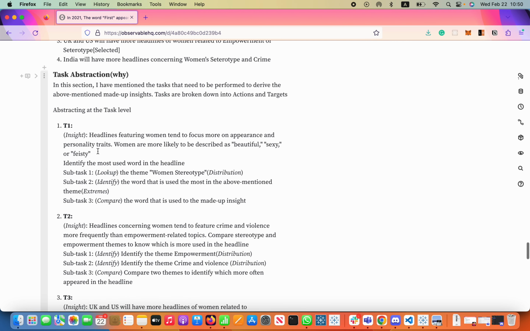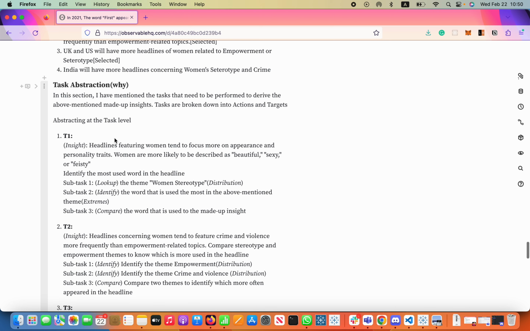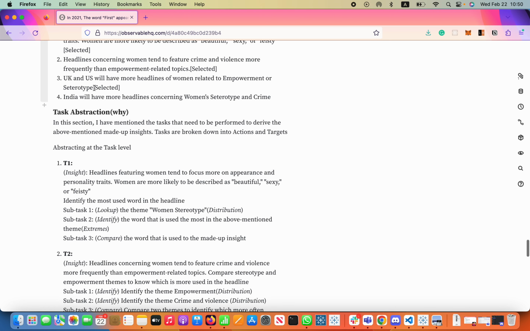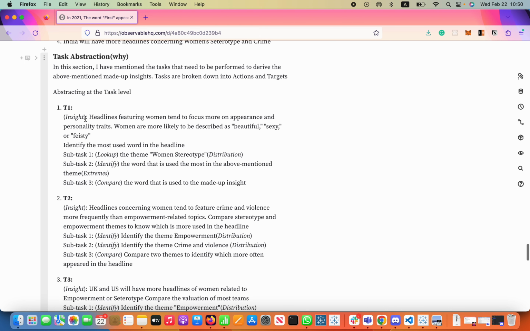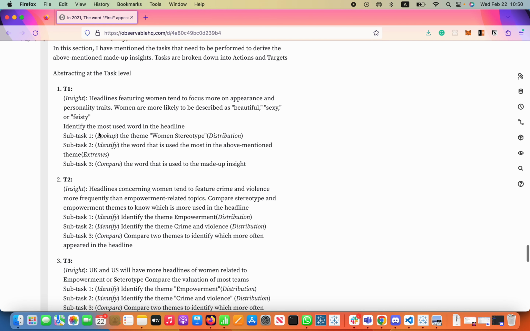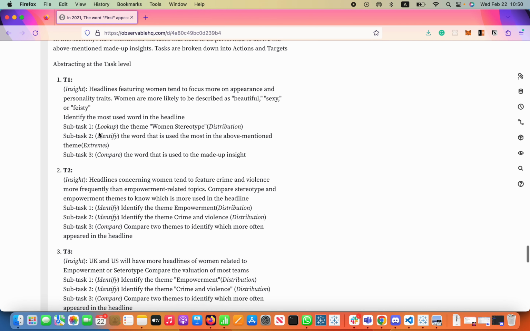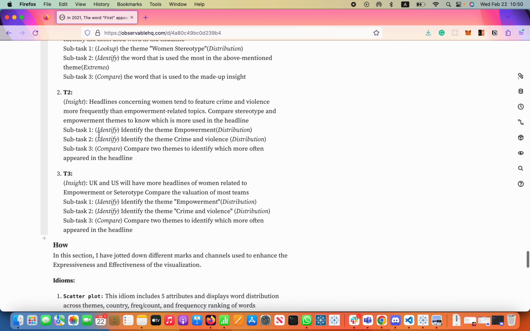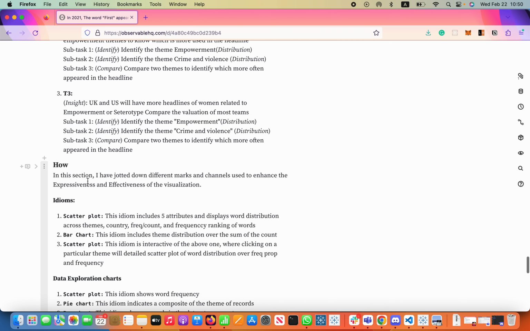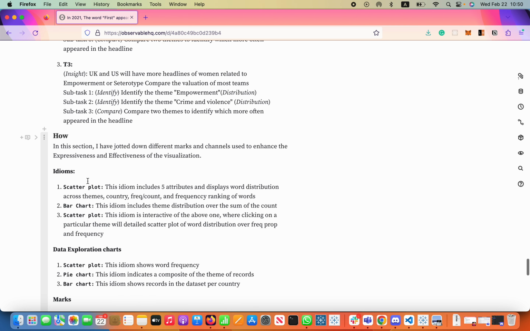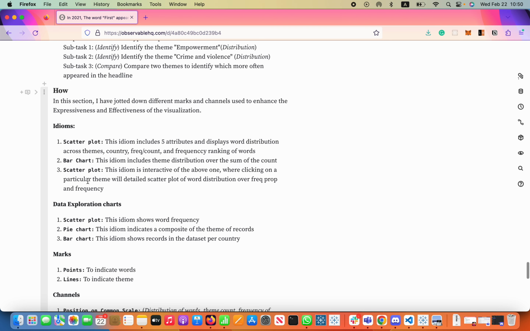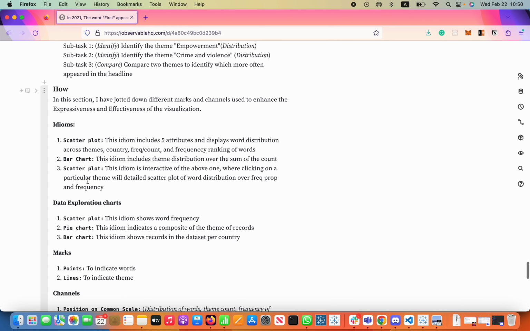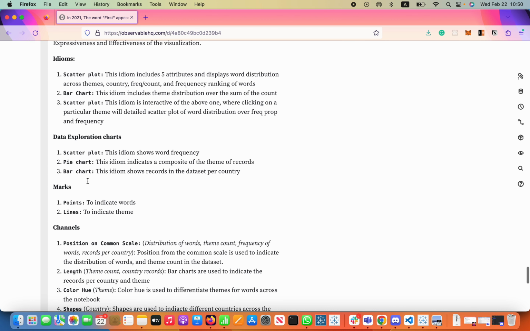Moving on to the task abstraction, the why. This is done based on my made up insights of what I assumed. Here I have listed the actions and targets that I would need to explore the insights and see if they're actually correct. And moving on to the how, I have used various idioms in this notebook. Mainly it's scatter plot, bar chart, and then a pie chart as well.